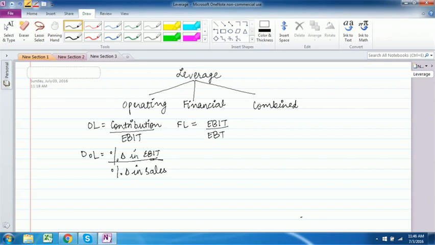Okay. What is degree of financial leverage? It is the ability of a firm to use fixed financial charges to magnify the effect of changes in EBIT on EPS. What is the formula for degree of financial leverage? It is percentage change in EPS divided by percentage change in EBIT.